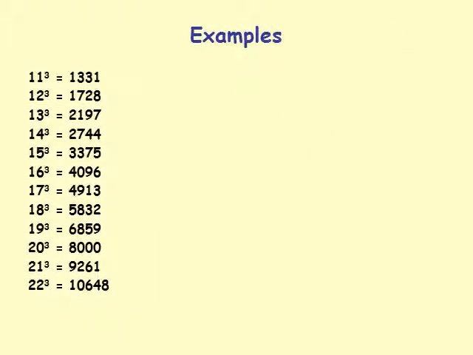Here's my extended table here. First 10 I did not list. Cubes of first 10 numbers I did not list here. I just listed the cubes of the next 12 numbers. Let's see how we use this extended table now.